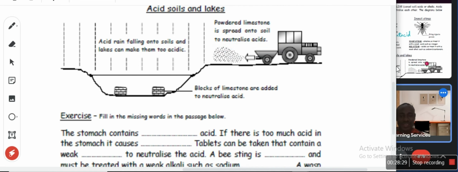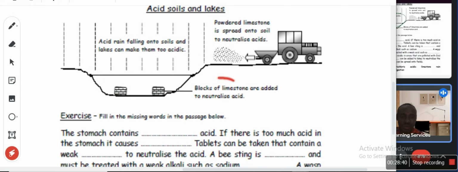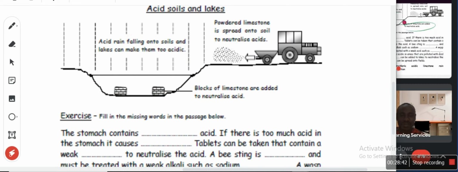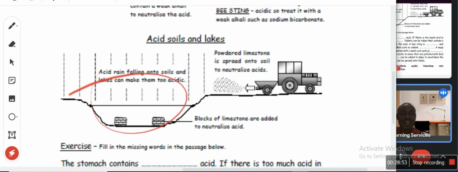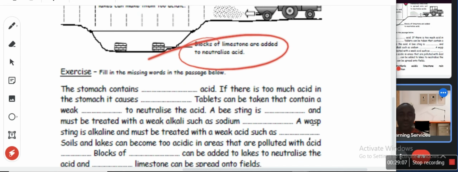Blocks of limestone are added to neutralize acid in lakes. If it is in rivers, in lakes, we use blocks of limestone to neutralize the acid. If the soil gets too acidic, it can affect plants. If the river gets too acidic, it can affect animals, fishes that live in the river. So they need to be neutralized using usually limestone. When it is on the soil, you use powdered limestone. In rivers, you use blocks of limestone.